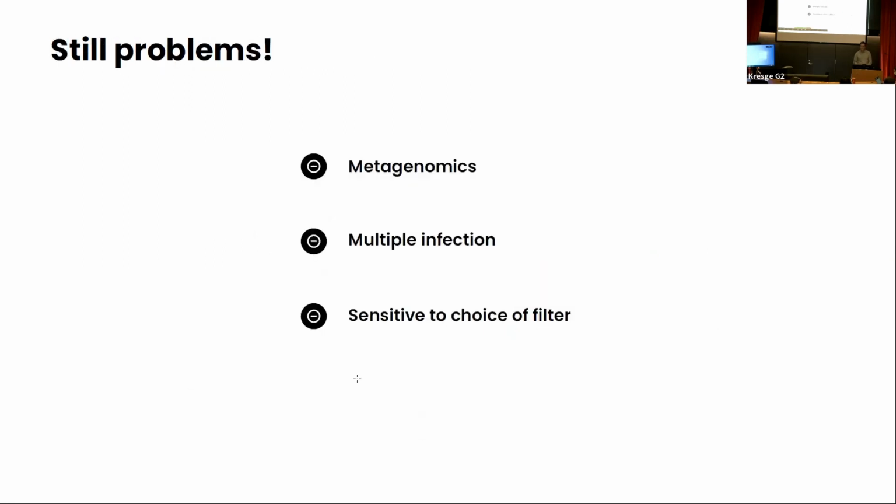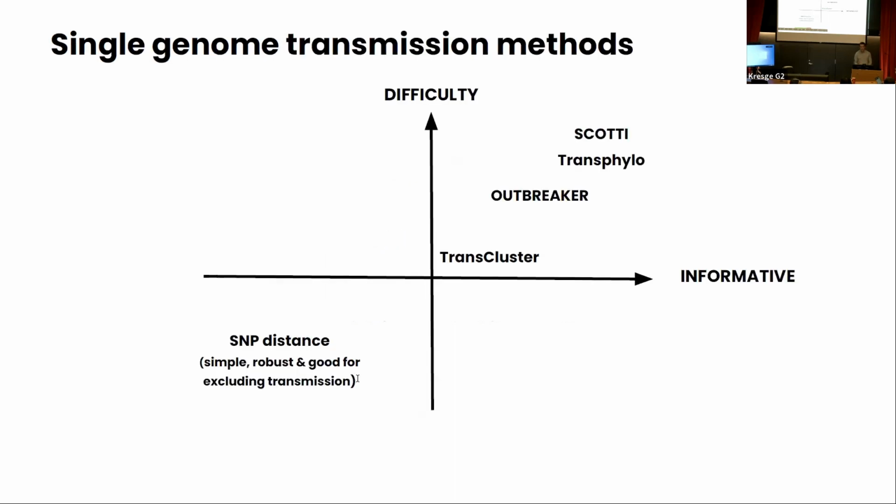But this doesn't really solve all your problems. It doesn't help if you're looking at metagenomics, and in a similar way, it doesn't really help if you have multiple infections. And obviously, all of these things are very sensitive to how you're doing the filtering. So you have to be very careful about how you're choosing your filters. So how do we deal with this?